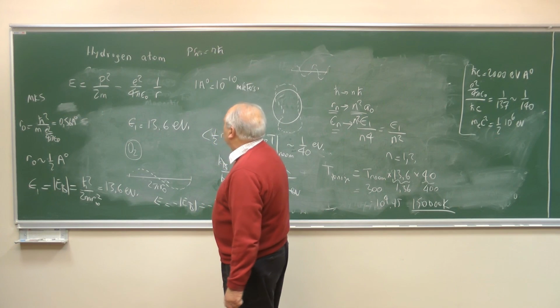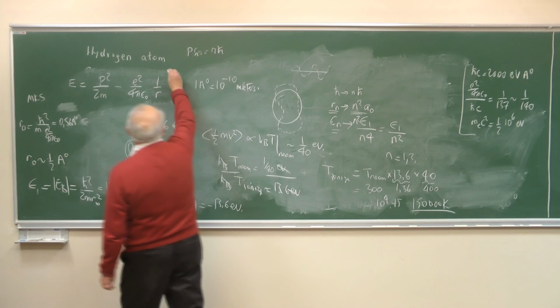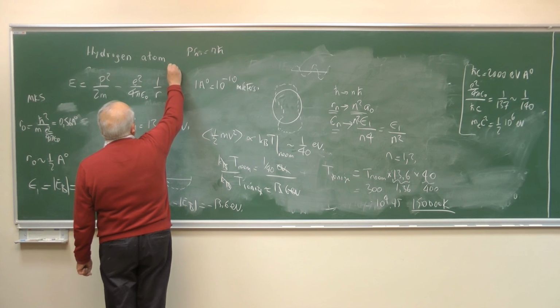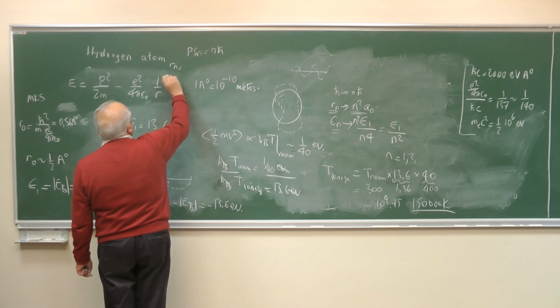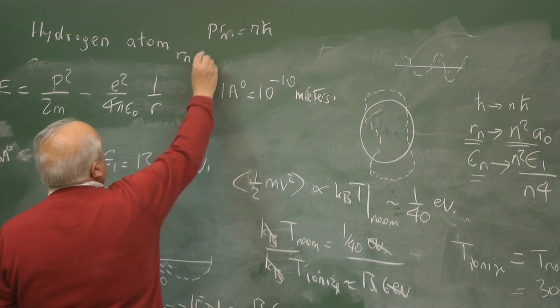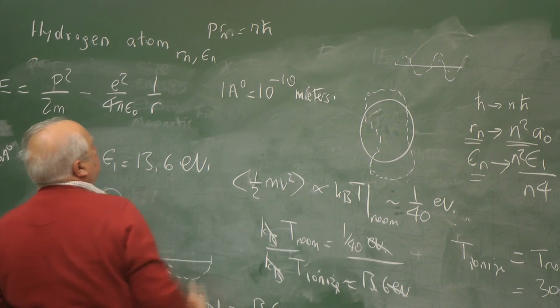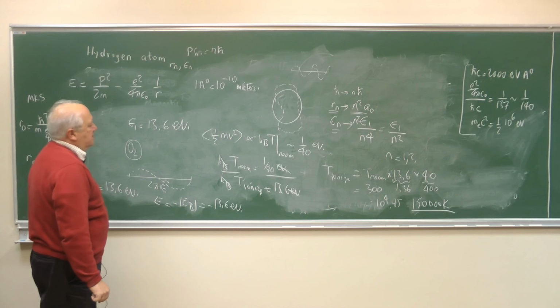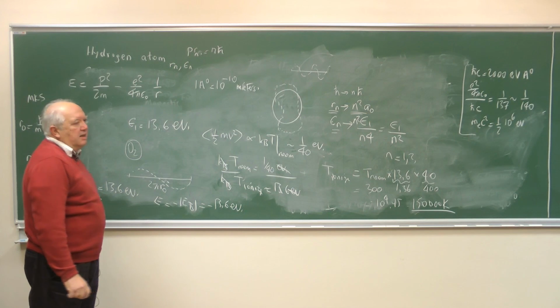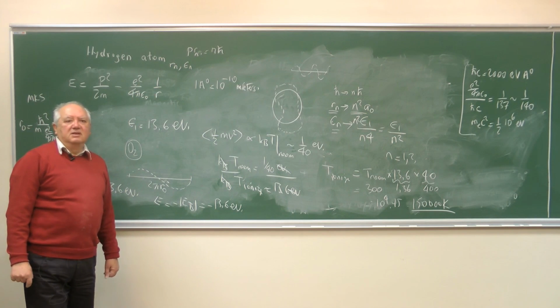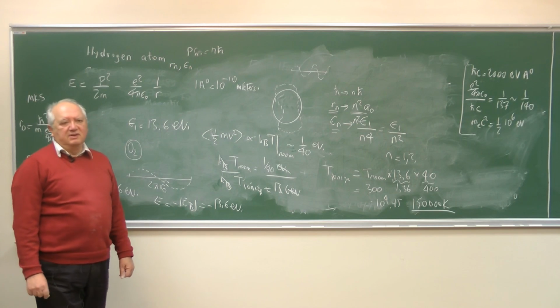All right. So we have discussed in the hydrogen atom the size of the atom in its nth state and the energy of the atom in its nth state. Next, we shall look at the electric field and magnetic field in the atom.